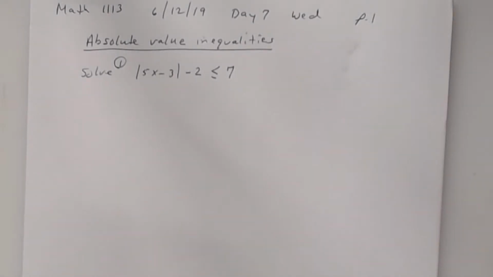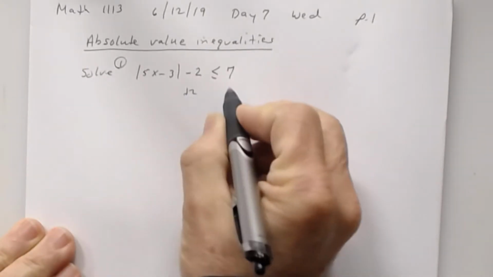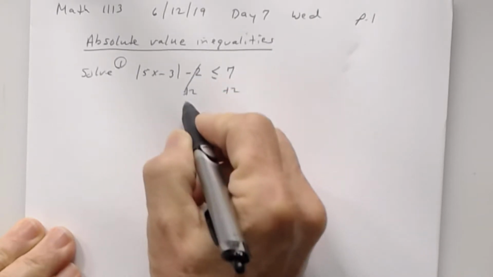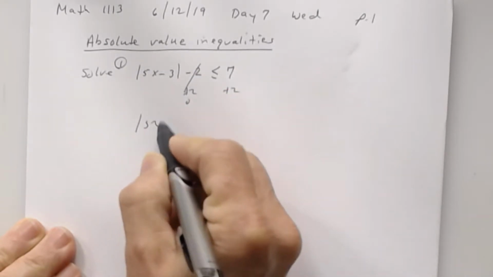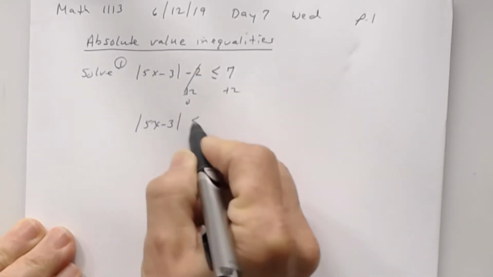All right, so on your test Wednesday, if you're given this absolute value inequality, what would be the first thing you would do? Add 2 to both sides. So you've got to get the absolute value by itself. And then combine like terms, and I get the absolute value of 5x minus 3 is less than or equal to 9.